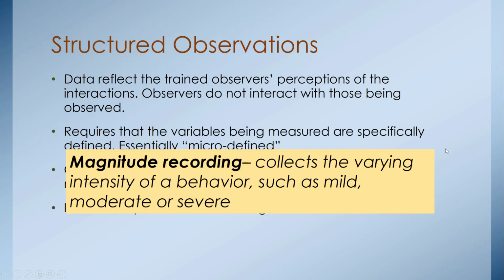And then the magnitude will actually capture the intensity level of the behavior, whether it's mild, moderate, or severe. So again, you can see how important it is to really micro-define the variable that you're wanting the data collected on. And that typically here for structured observations is going to be a behavior, an external behavior. It's going to have to be something that is observed.